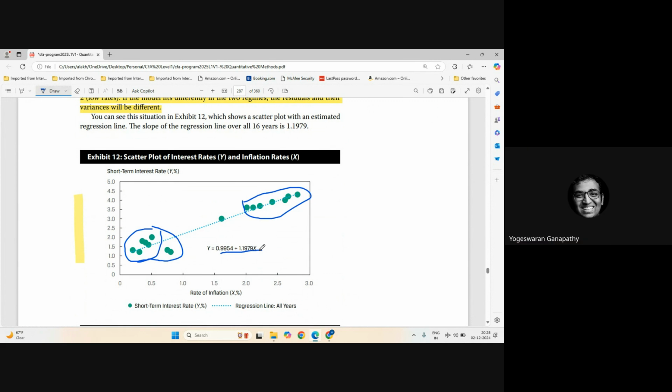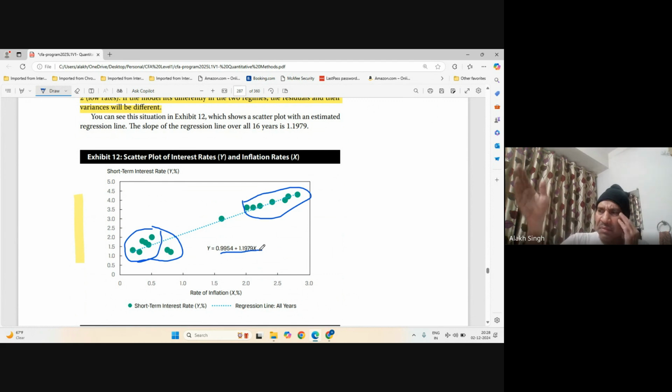Sir, mathematically, how are we saying it is heteroscedasticity and it's clustered? The variance will be different. If you calculate variance, it means yi minus y bar of this period, whole square, divided by how many, n? 8, so divided by 7. And here it is 7, so divided by 6. You will get different variance.